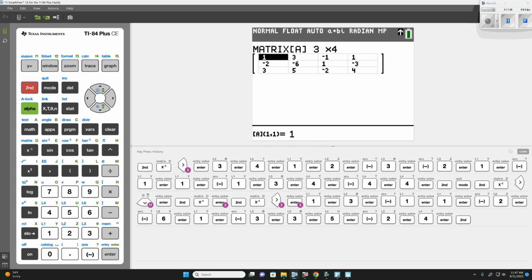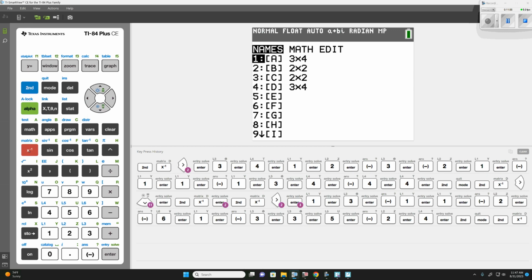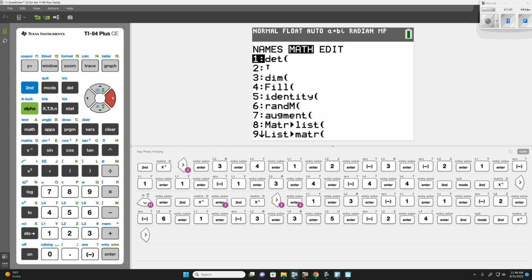Now, part of the reason is sometimes the next steps we do might put it into each one of those cells, each one of those numbers. So we need to quit out. So second mode is quit. Now we need the RREF. So second mode quit gets us back to the main menu.